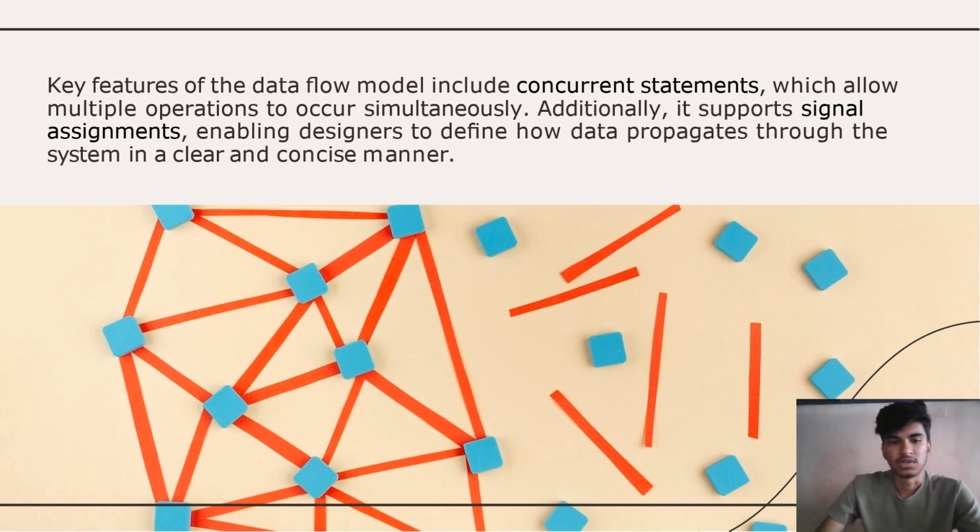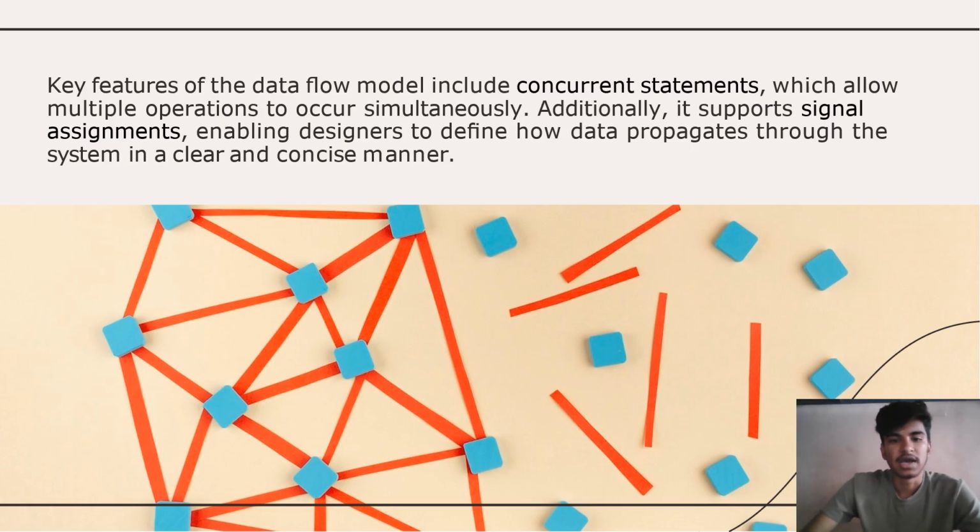Continuous data flow: the model represents the continuous movement of data between the components or blocks. Signals are assigned values based on the flow of data, and the logic is described in terms of how inputs transfer into outputs. Parallelism: the data flow model operates in parallel, so multiple assignments or calculations can happen simultaneously, reflecting how hardware processes data continuously.